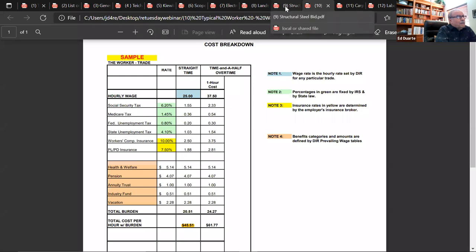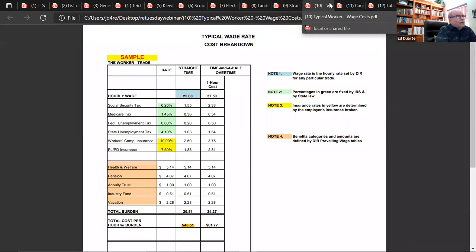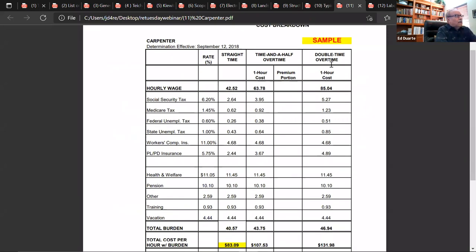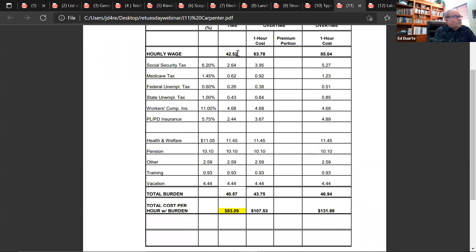So the next batch, for example, here's a carpenter. And again, I'm emphasizing the word sample. The sample is showing clear 3 years ago, right? At that time, carpenters were getting $42.52 an hour. The Social Security tax was worth $2.64, the Medicare tax, 62 cents, workers' comp, $4.68, PLPD, $11.244. Under the union carpenter cost benefits categories, health and welfare was $11.45 an hour. That should have been over here, $11.45. Pension is $10.10. Other costs are $2.59. Training is 93 cents and vacation 44.